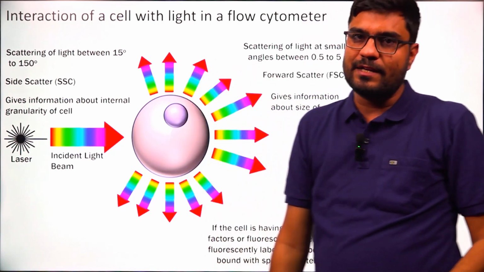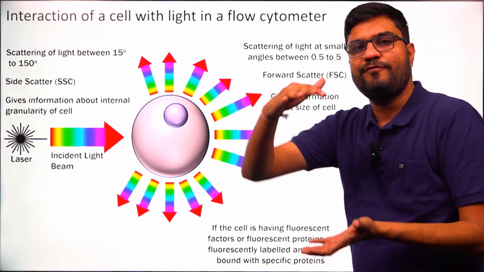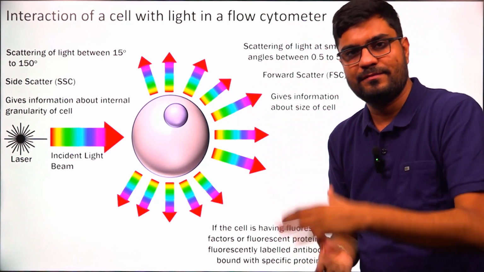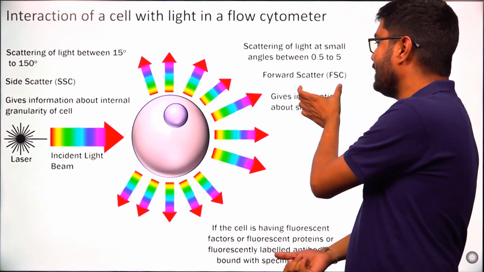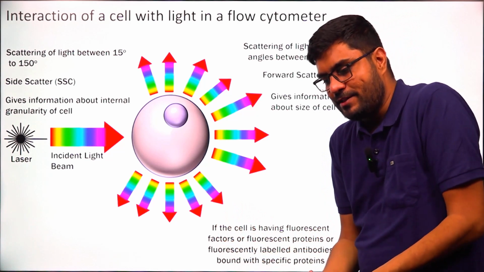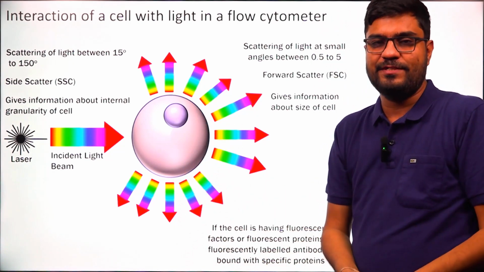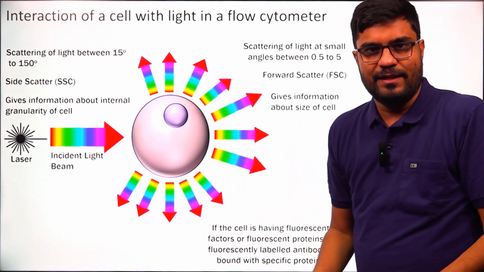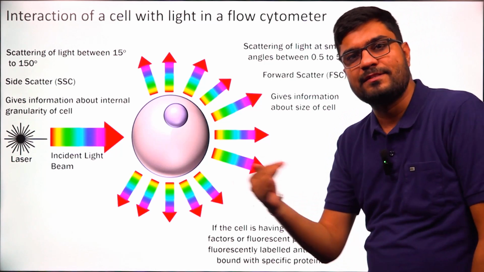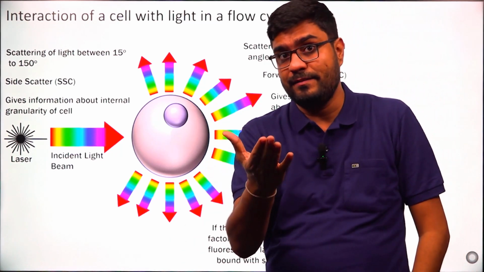And the forward scatter is giving us information about the size of the cell. So if we have a bigger cell, then of course the scattering will be higher. The value of forward scatter, or FSC, will be higher. So if the instrument is telling us that for a particular event the FSC value is this, that is the indicator of cell size. The bigger the cell size, the higher the value of FSC.